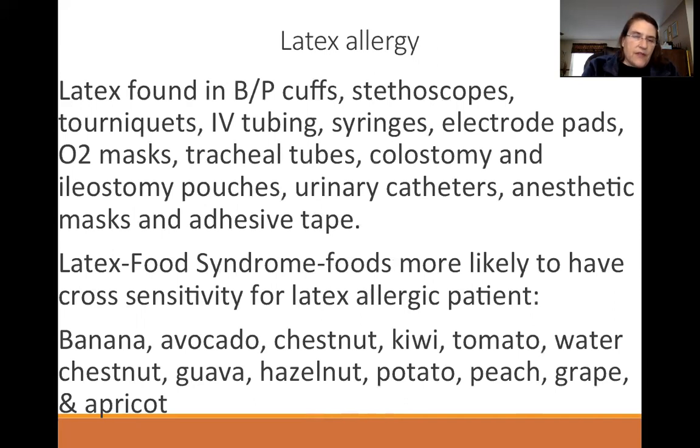But I also want to point out that latex food syndrome is something that you might need to look at with some patients, and that is a sensitivity to banana, avocado, chestnut, kiwi, tomato, water chestnut, guava, hazelnut, potato, peach, grape, and apricot. If patients or people are sensitive to those foods, then they may have a sensitivity to latex. So be aware of that.